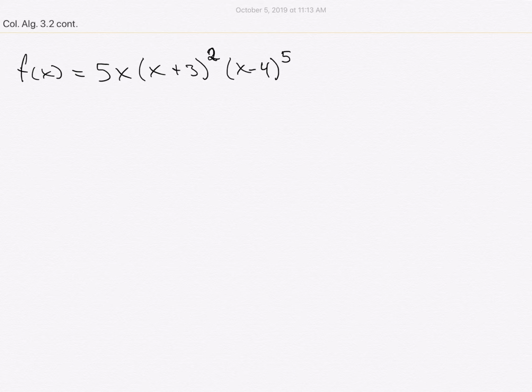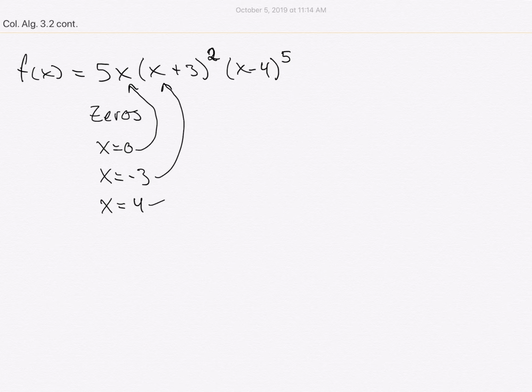And we talked about the zeros, the x values that would make this function equal to 0. And we said that one of them was an x value of 0, an x value of -3, and here we have also an x value of +4. 0 being plugged into here would cause the entire expression to equal 0. A -3 getting plugged in here or a +4 getting plugged in here causes the entire thing to equal 0.